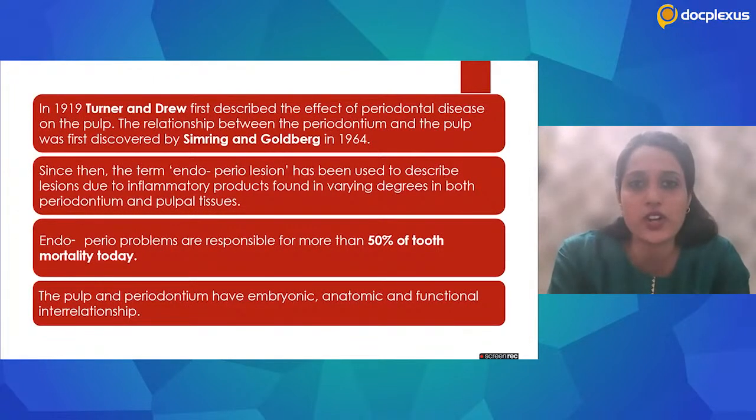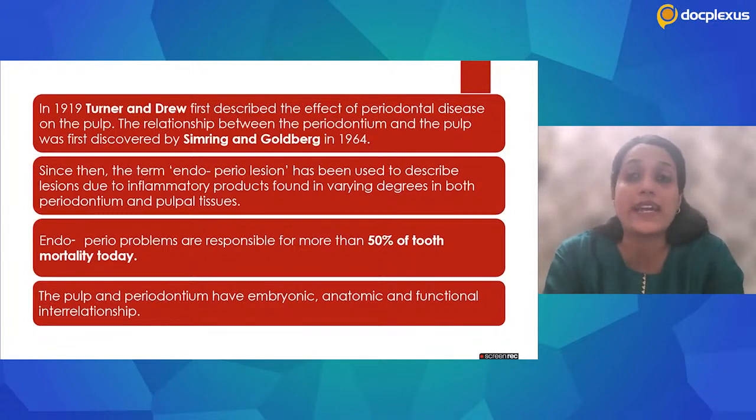First, we'll have a short history, because without history there won't be any present. So in 1919, Turner and Drew first described the effect of periodontal lesions or diseases on the pulp. The relationship between periodontium and the pulp was first described by Simring and Goldberg in 1964, around 40 years later. Since then, the term endoperiole lesion has been used to describe lesions that are due to inflammatory products, maybe of varying degrees, maybe less inflamed or more inflamed, in both pulpal and periodontal tissues.